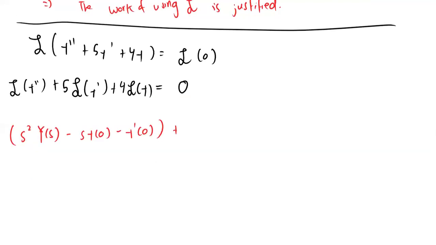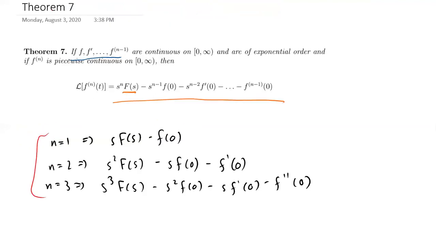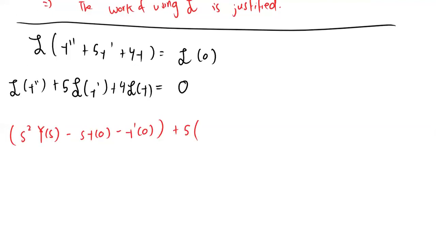Now we need plus 5 times the Laplace transform of y prime. Again, use this theorem when n equals 1. So we get s times big Y of s minus y of 0. Then plus 4 times the Laplace transform of y, which is big Y of s, equals 0.